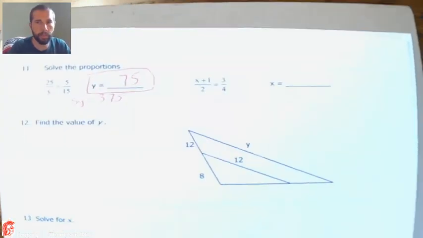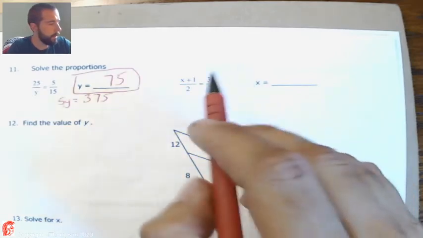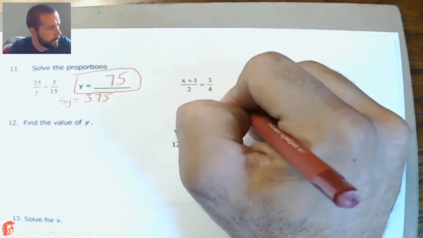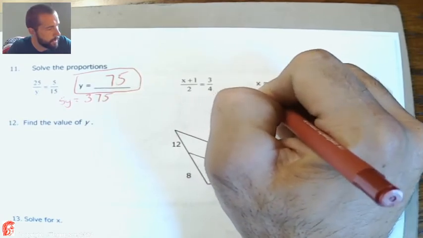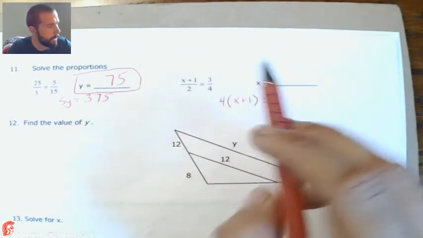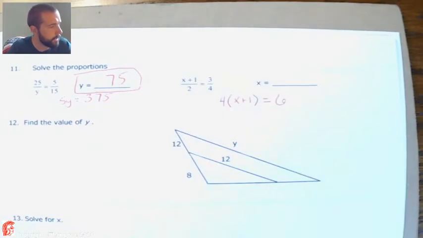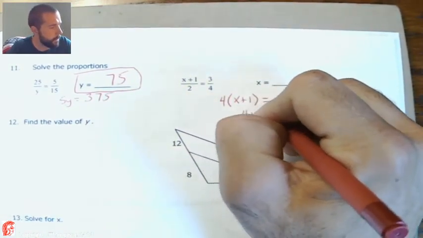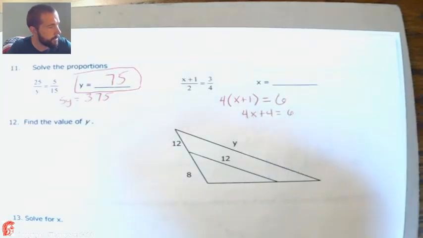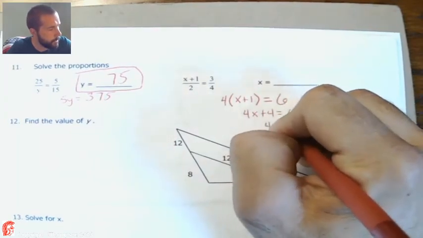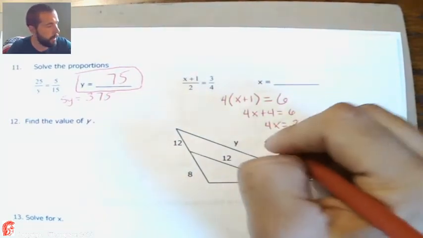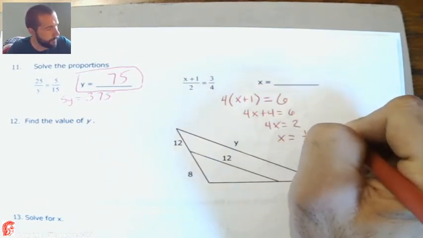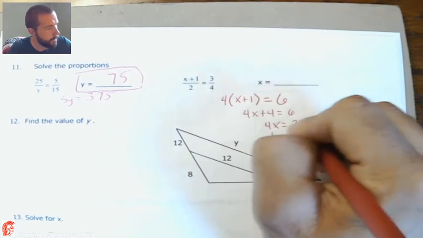Okay, the next one, we're going to cross multiply. The 4 multiplies with the x plus 1. I'm going to put the x plus 1 in parentheses because it's a quantity. And then the 2 multiplies with the 3 and gets 6. Distribute the 4 in, so we get 4x plus 4 equals 6. Subtract the 4, we get 4x equals 2. And then divide by 4, and we get x equals 0.5 or 1/2. Either way would be fine.